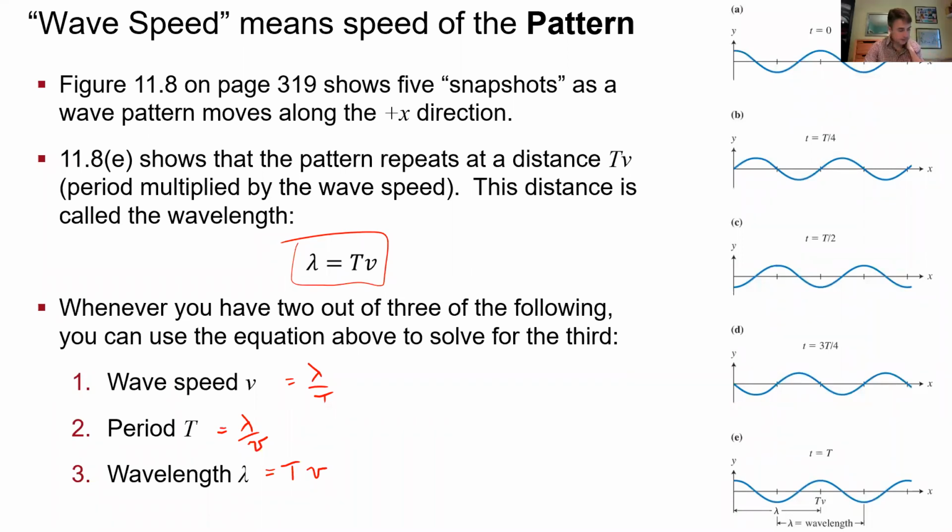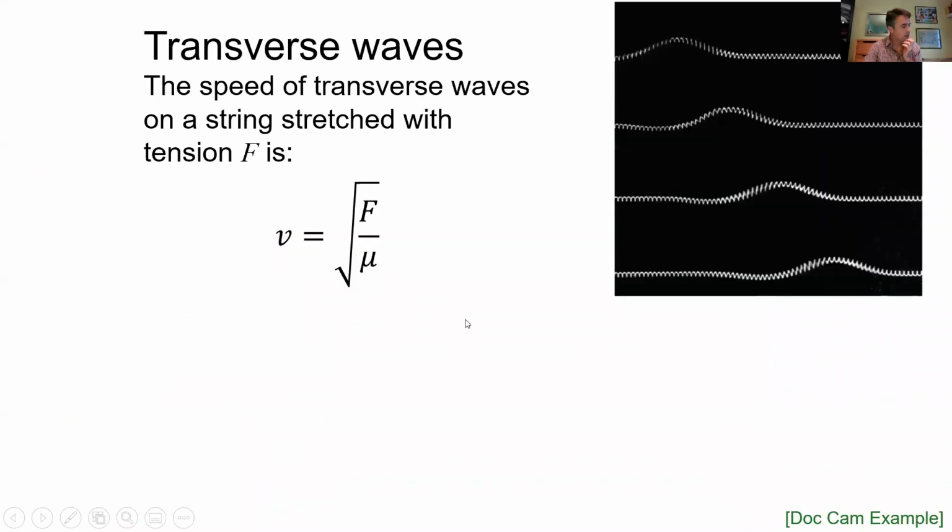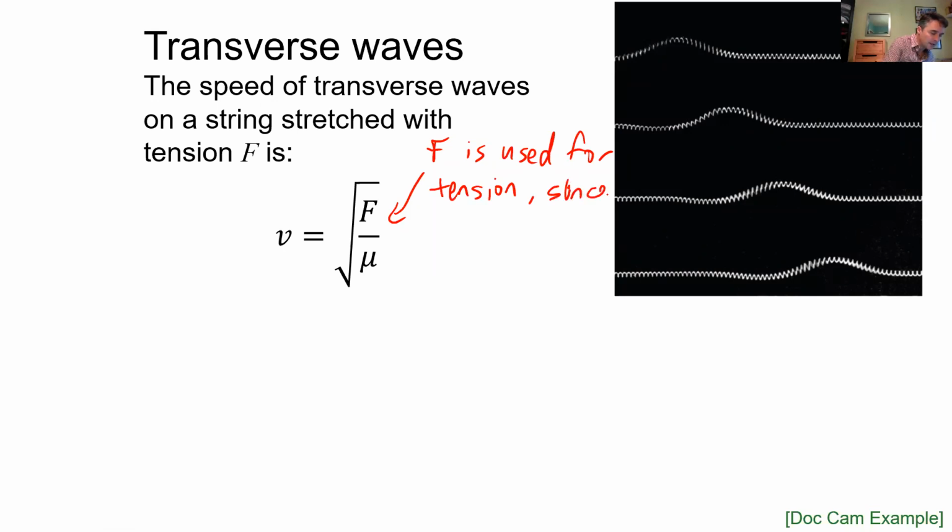And then when we're talking about wave speed v, this is the last thing I'll do before my kids get here. When you have a transverse wave on a stretched string, then v is equal to the square root of F over mu. So this F is the tension. F is used for tension instead of T because we're running out of letters in the alphabet, since T is used for period.